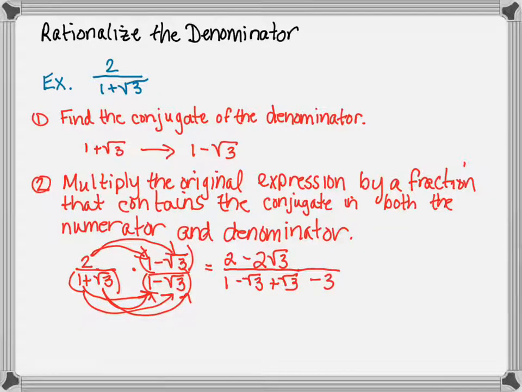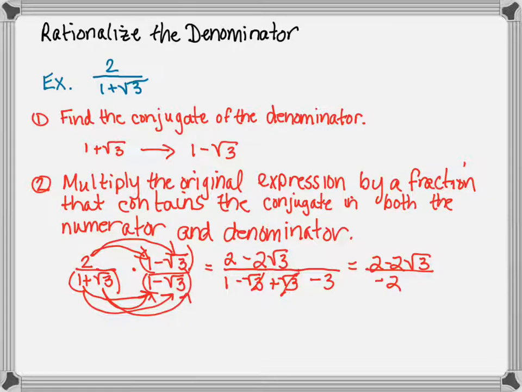Now if I combine like terms in the denominator, my numerator stays the same. I still have 2 minus 2 radical 3 in the numerator. And my denominator, first, the radicals cancel. Negative radical 3 cancels out with positive radical 3. They form a 0, so it goes away. And I have 1 minus 3 left, which is negative 2.